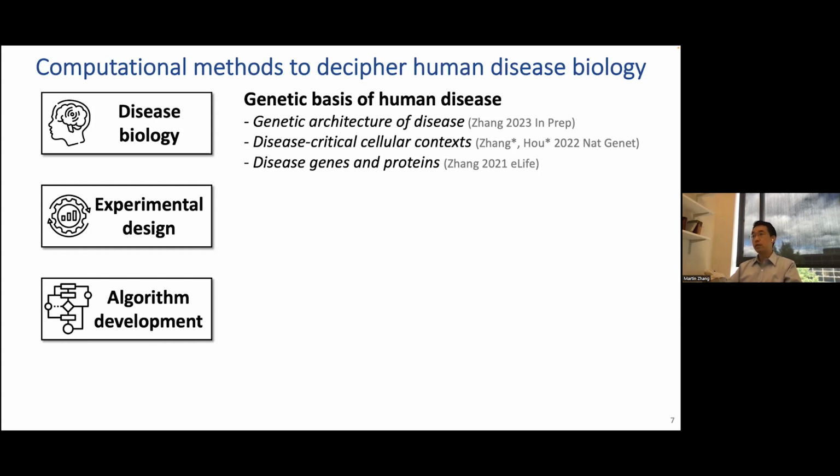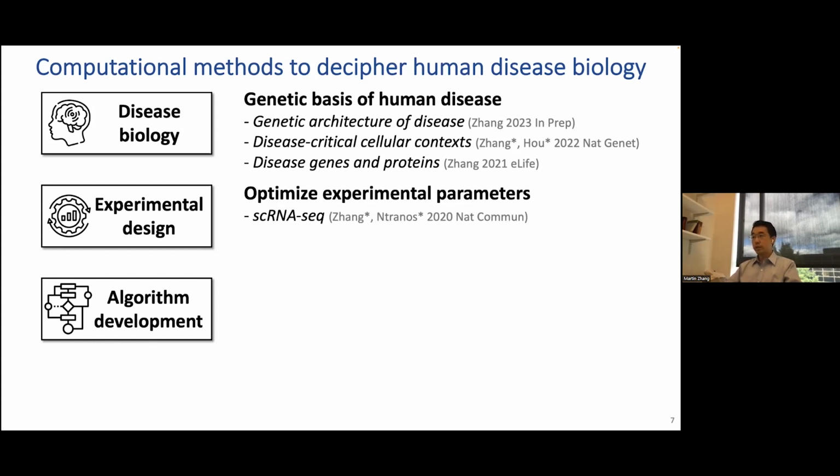And second, I try to identify disease critical cellular contexts. This is important because most of the heritable diseases and complex traits manifest in a very tissue or cell type specific way. For example, for schizophrenia, we usually think about brain cells, and for IBD, or inflammatory bowel disease, it's usually immune cells. Identifying those disease critical cellular contexts is important for functional follow-ups and treatment development. And third, I also apply causal inference approaches to identify disease genes and proteins.